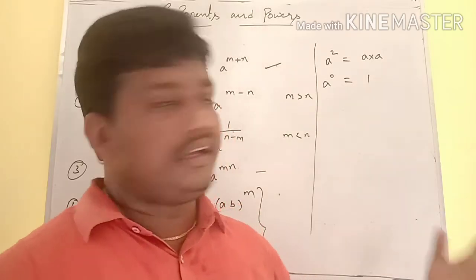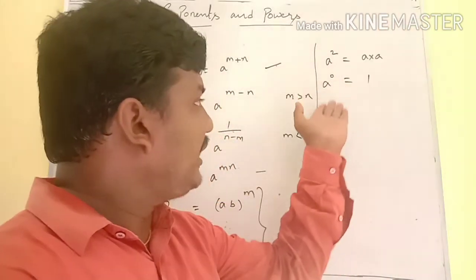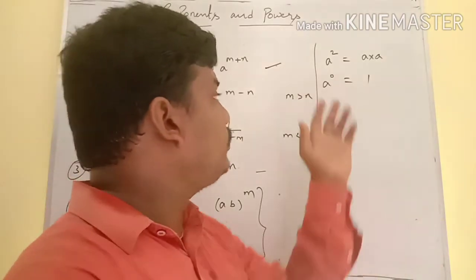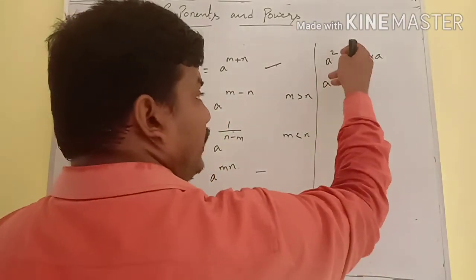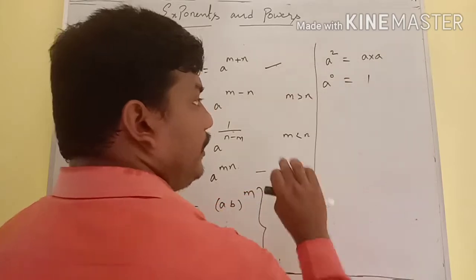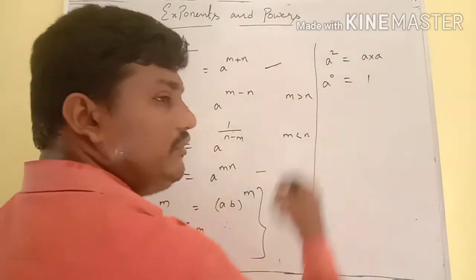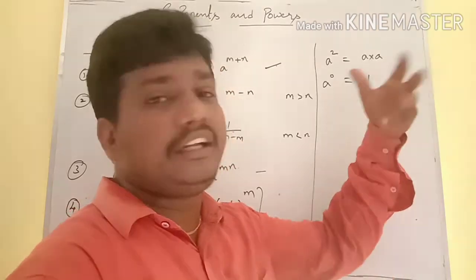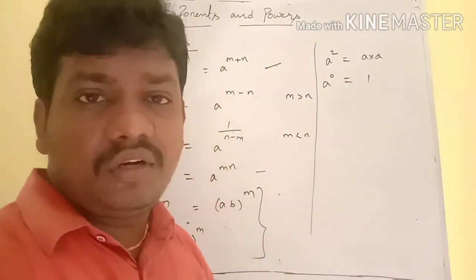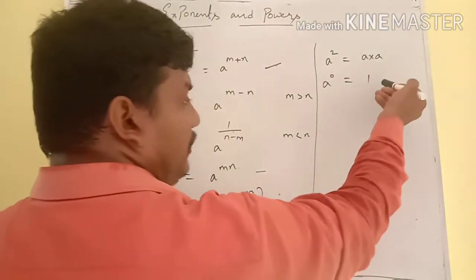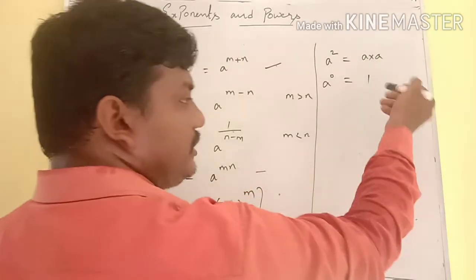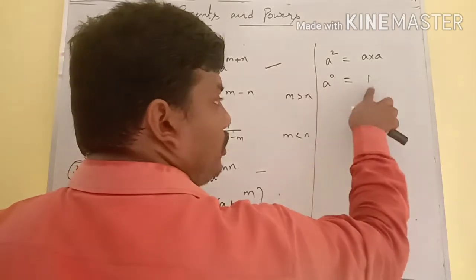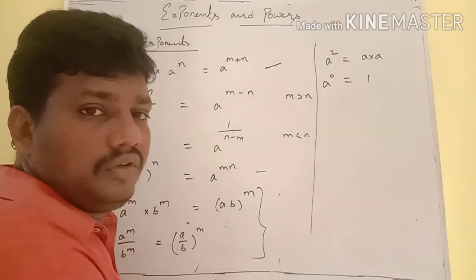If a is not there under the product condition, why? Because the exponent is nothing but a product. We know a power 2 in exponential form is a into a. Under the product condition, if no value is there, then the multiplicative identity exists. That's the reason why we take a power 0 equals 1. A power 0 equals 1.